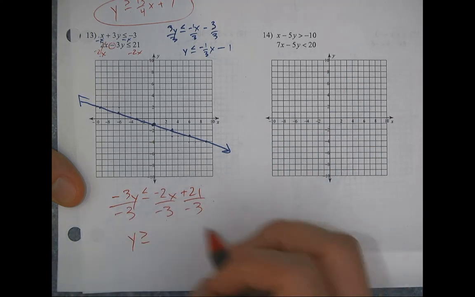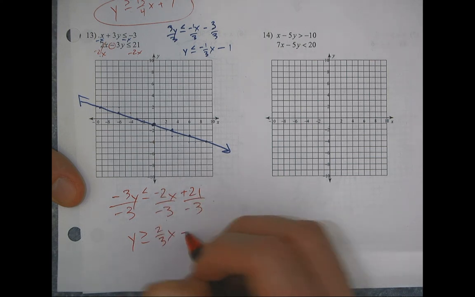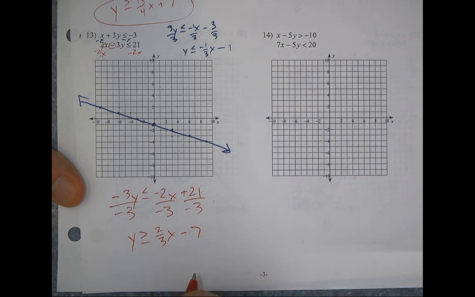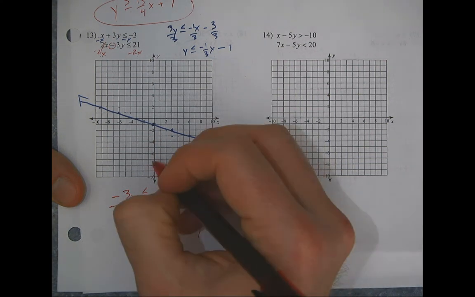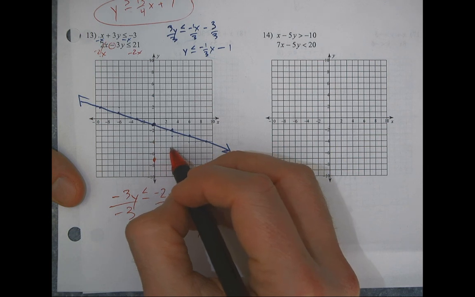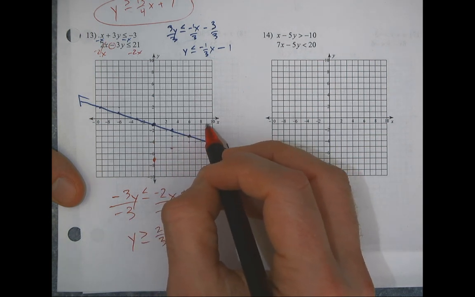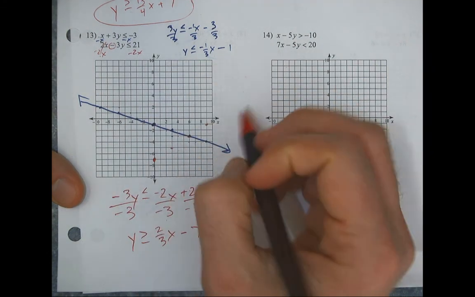Now it says greater than. Two negatives make a positive 2/3 x. Positive and a negative is a negative, and that is 7. So I'm hitting at negative 7. I'm going up 2 over 3. Up 2 over 3. There's my intersection. Double checking. This is a solid line.